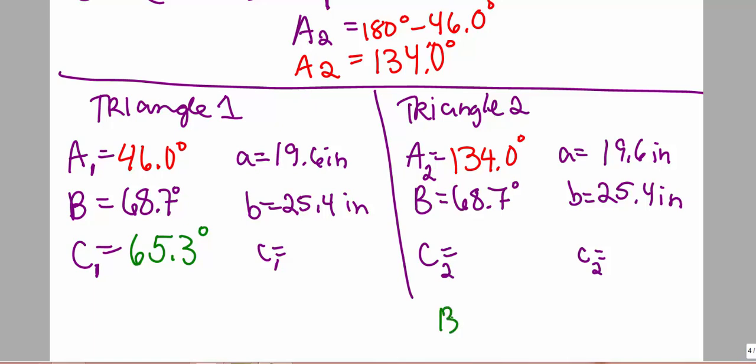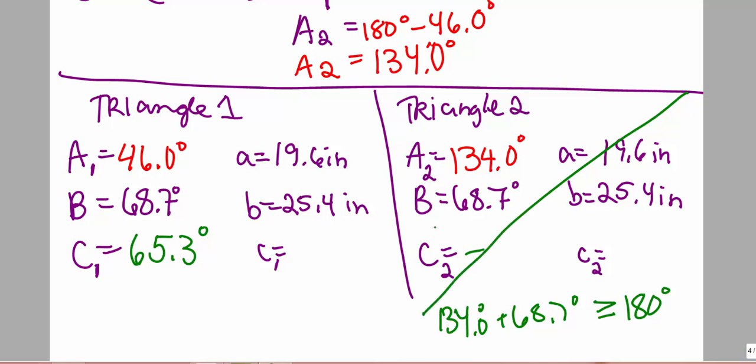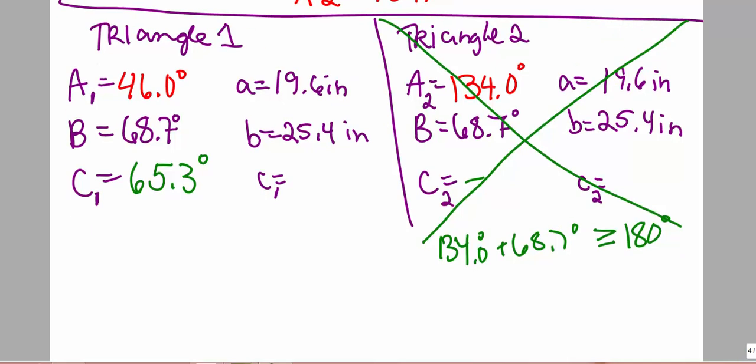So if I take 134 plus 68.7 degrees, we see that that combined value is already greater than 180 degrees. And if I have to sum all three angles to get exactly 180, we automatically have a problem. There's nothing left over. Angle C would have to be negative, and that's not possible. So we are going to say that it is not possible to actually form two triangles because the required value for angle C would have to be negative. So we will only be able to form actually one triangle. So there's only one possible triangle that could come from the given information.